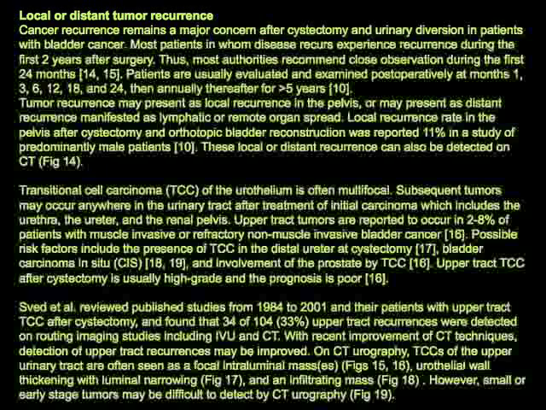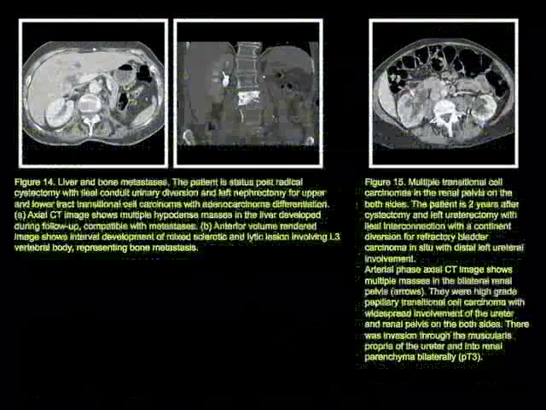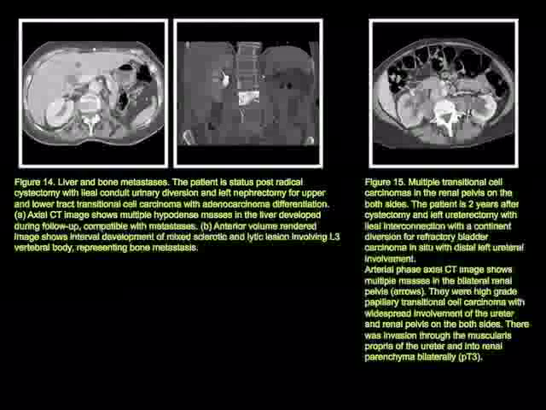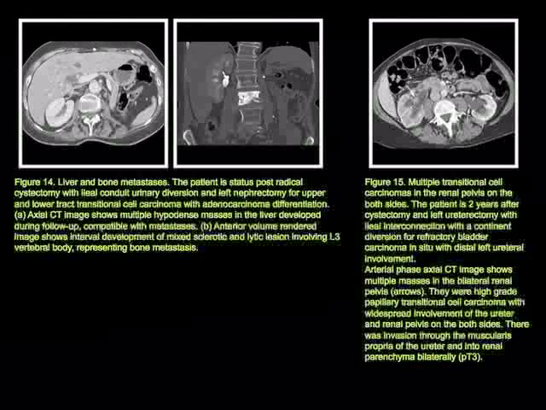There are a number of different articles, and here are some of the references on this slide that make that point. So again, we need to be very careful in looking at these patients. Here's an example with bone metastasis and liver mets. And here's a patient with multiple transitional cell carcinomas 2 years after cystectomy and left ureterectomy with ileal conduit diversion for refractory bladder cancer.